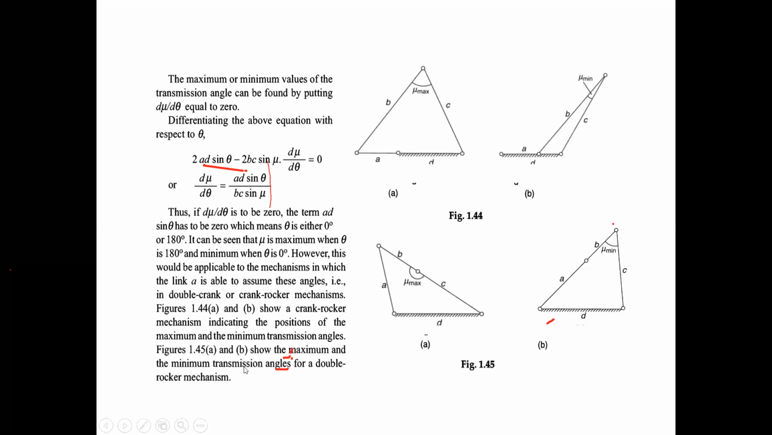Now going to see the 1.45 one, for double rocker mechanisms. So in this, what will happen? What is the angle between B and C? The link length of B and link length of C are taken to be okay. Our link length B is also equal to our 0, and next time it is also taken to be okay.